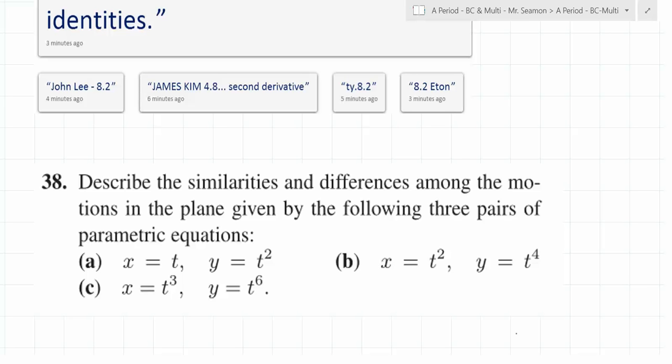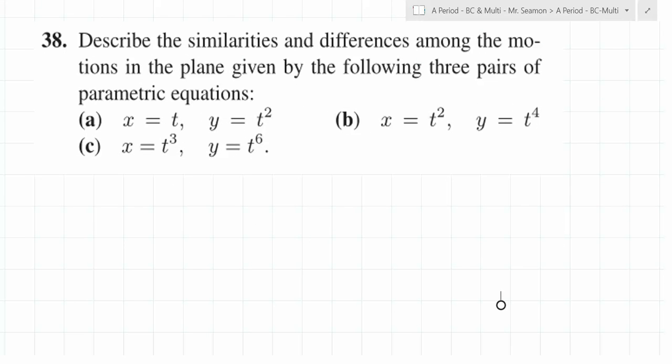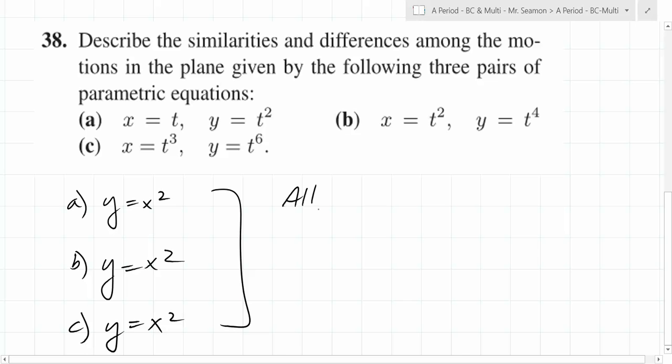Plane given by the following 3 pairs of parametric equations. Nice. So what did you try to do on all of these? So I substituted x to y. Yeah, so in A, what did A become? Y equals x squared. And what did B become? They're all the same. Okay, so y equals x squared, and C, y equals x squared. They all have the same what? So therefore you know that they're all on the same path. That is correct.